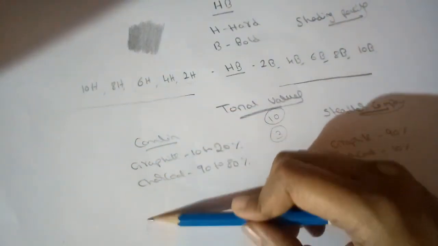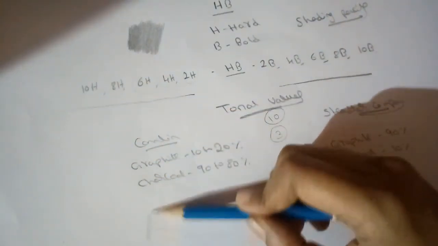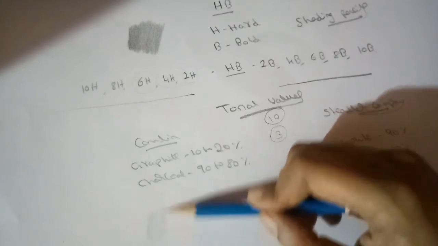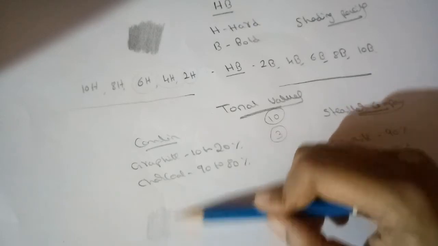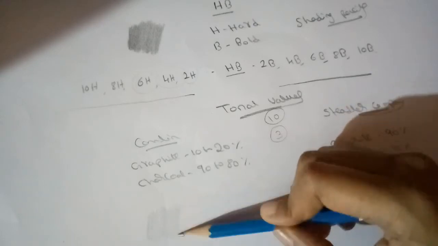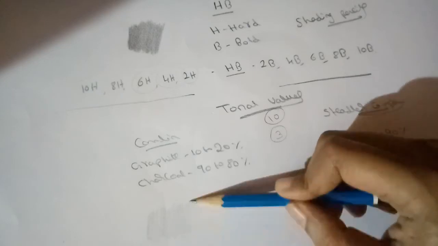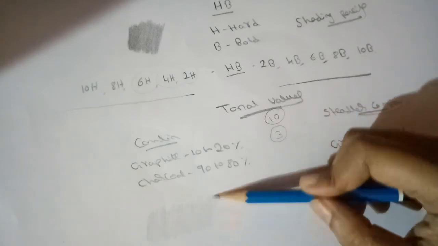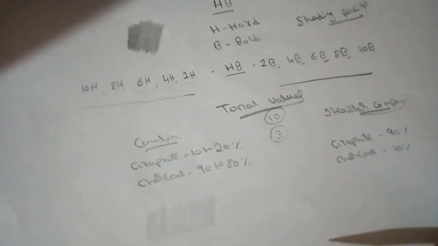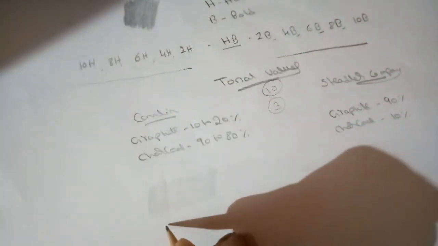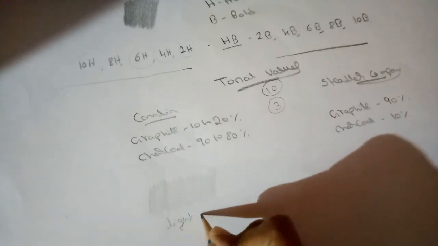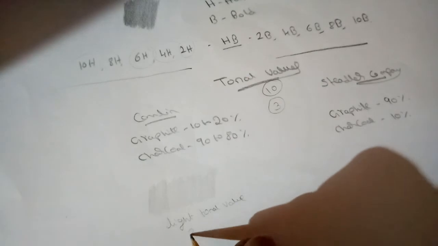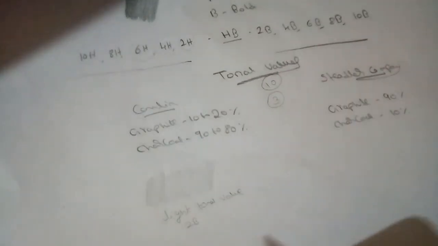And here I am doing up and down. It's hardly visible to the camera. This is light tonal value. Tonal value is nothing but shading. So this is hardly visible to the camera. This is light tonal value. Here I have used a 2B pencil.